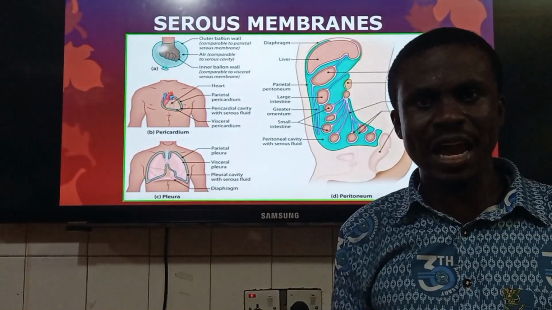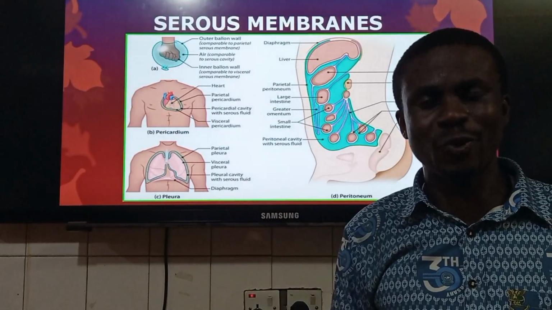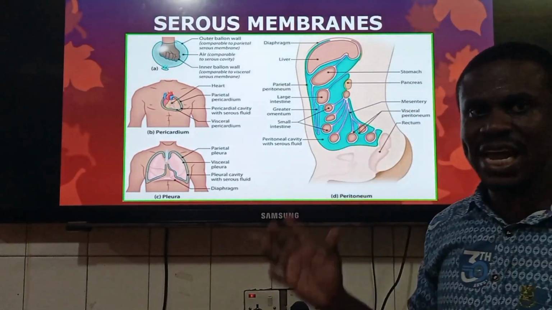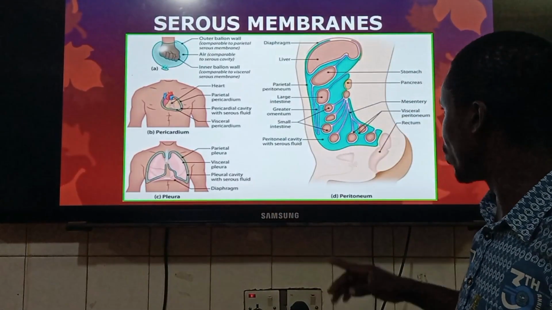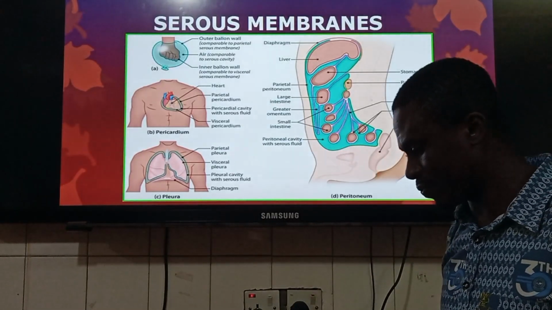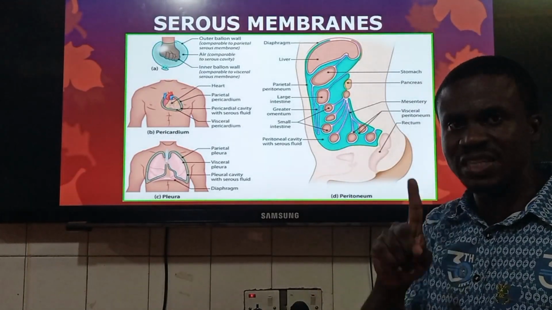Okay, of course, talk about the appendix. Okay, talk about the sigmoid colon. They will be having these things, not every portion of the large intestine. So that is one thing I want you to become aware of. The remaining ones will be having adventitia.